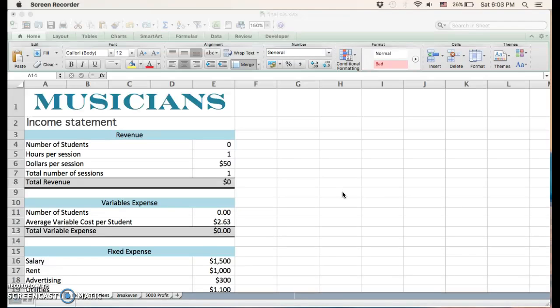For my project, I was inspired by my brother who loves to play the violin. I thought to myself, what if he could make money from teaching people how to play the violin? So today I made an imaginary business where he and a few other people would teach others how to play the violin.